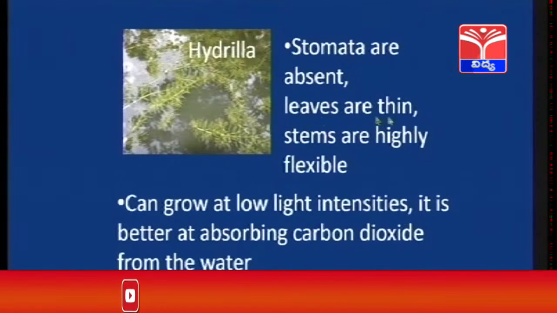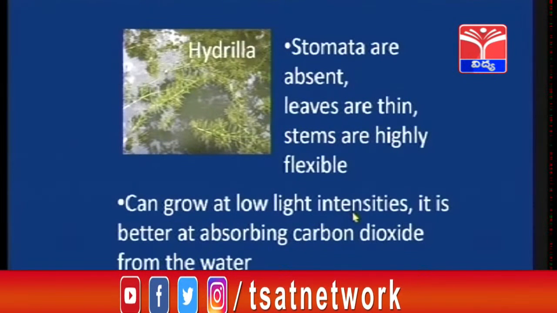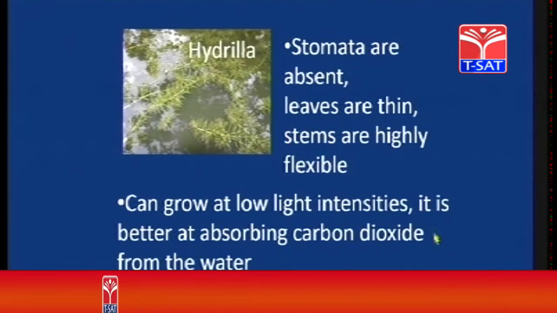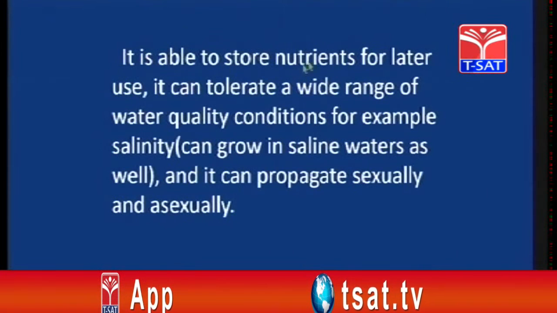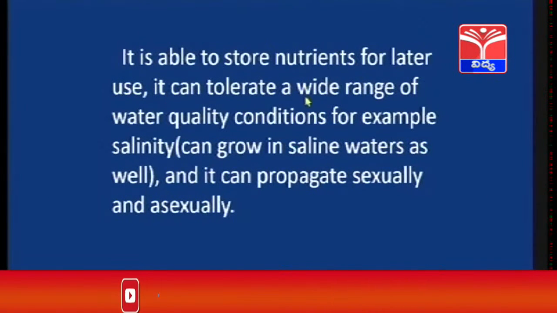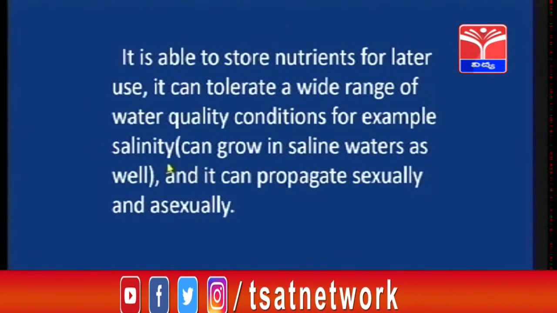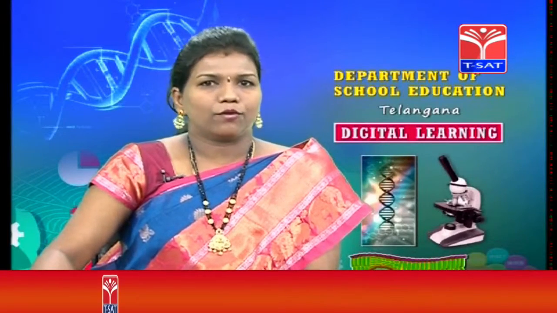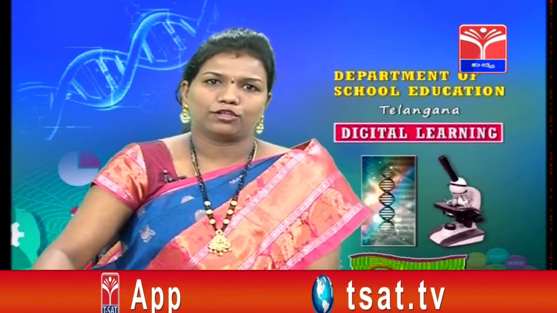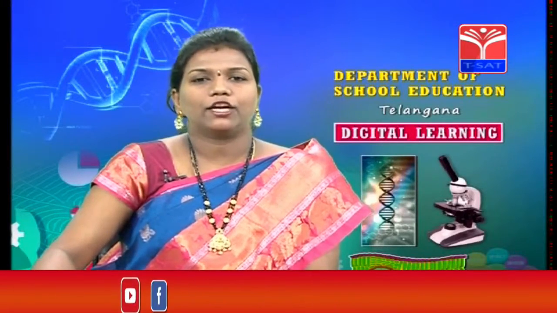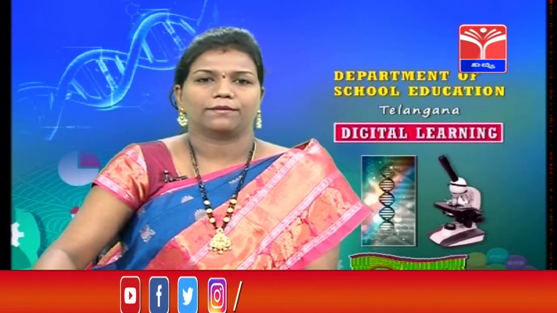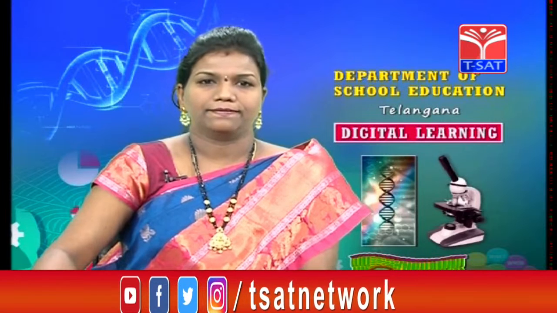Stomata are absent, leaves are very thin, stems are highly flexible, and it can grow at low intensities of light. It is better at absorbing carbon dioxide from the water. Then again, children, the hydrilla is able to store nutrients for later use. It can tolerate a wide range of water quality conditions, for example, the salinity. Now, children, we all know that marine water has more salt, fresh water has less amount of salt. This hydrilla plant can sustain more salt concentrations in the water. Now, it can grow in saline water as well as fresh water, and it can propagate sexually and asexually.